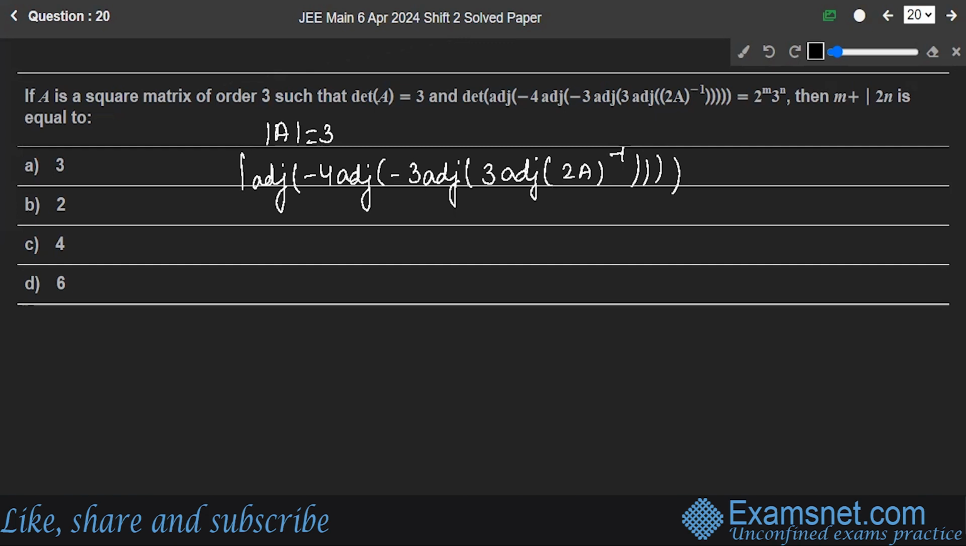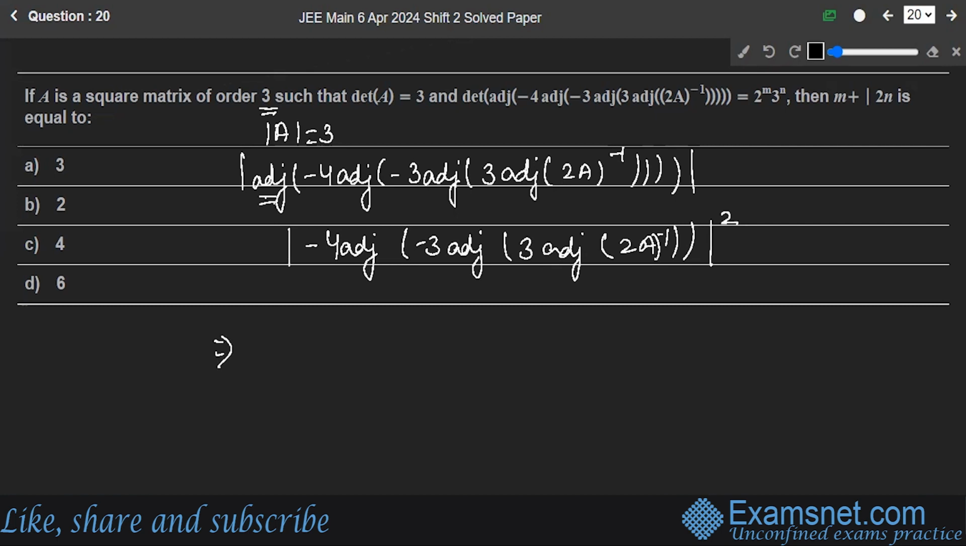And the determinant of this, I'm removing this adjoint. So adjoint of this is given by, this is your determinant. So adjoint, I'm removing this one. This will be given by minus 4 adjoint minus 3 adjoint 3 adjoint of 2A inverse bracket close, and here will be the power. The order is 3, 3 minus 1, this is 2.